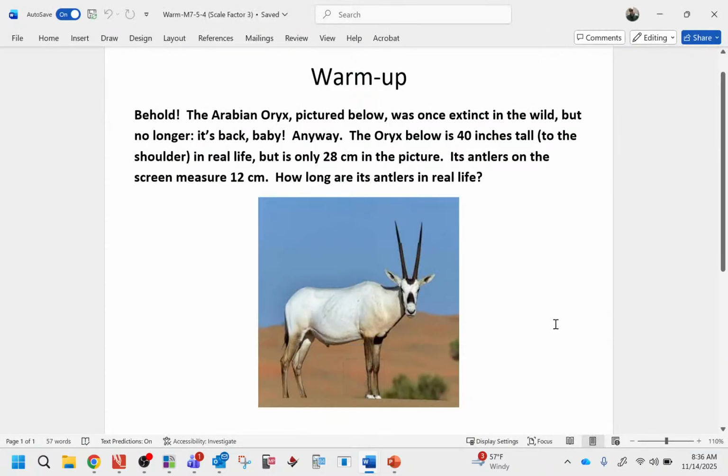So, behold the Arabian oryx pictured below. It was once extinct in the wild, but it's no longer. It's back, baby. Anyway, the oryx below is 40 inches tall to the shoulder in real life, but it is only 28 centimeters in the picture. Its antlers on the screen measure 12 centimeters. How long are its antlers in real life?